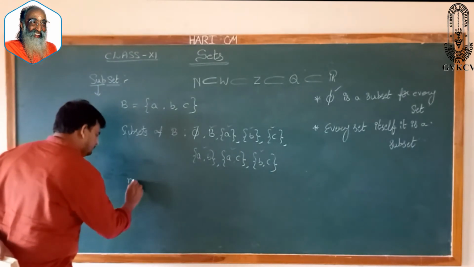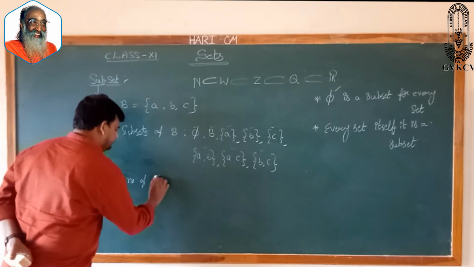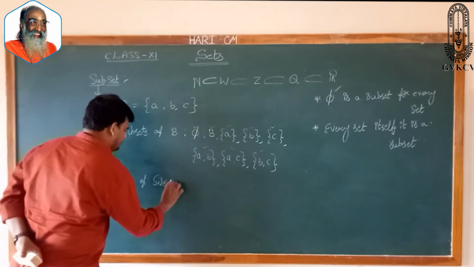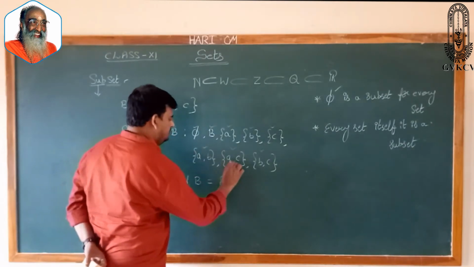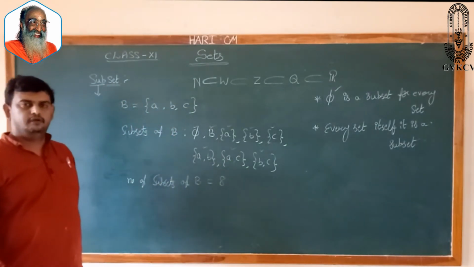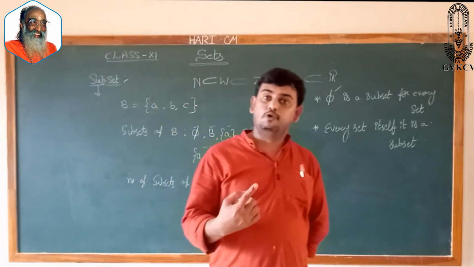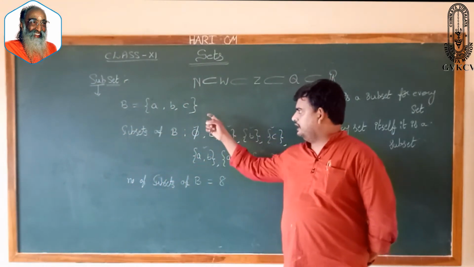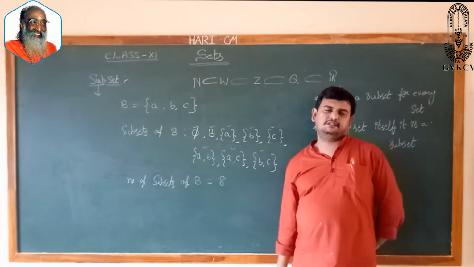So the number of subsets of B is equal to 8. When we have 2 elements, we have 4 subsets. When we have 3 elements, we have 8 subsets.